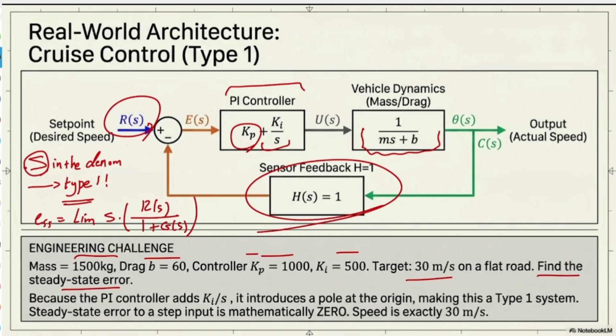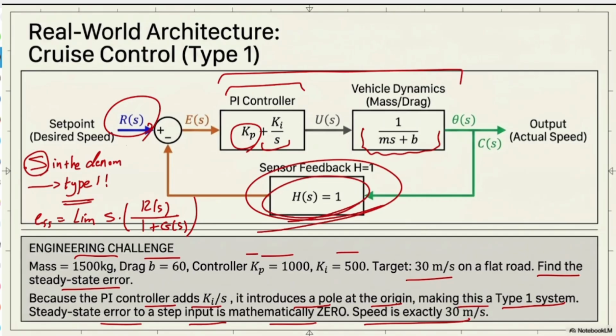So at this point, I want to see what my steady state error is. Because the PI controller adds KI over S, it introduces a pole at the origin. It means that this kind of controller is considered a type 1 system. Steady state error to a step input is mathematically 0, and it means that the speed is going to be exactly 30 meters per second. Why are we saying that? Because as you see here, the system has a very massive block on top, and after that it only has one feedback loop.